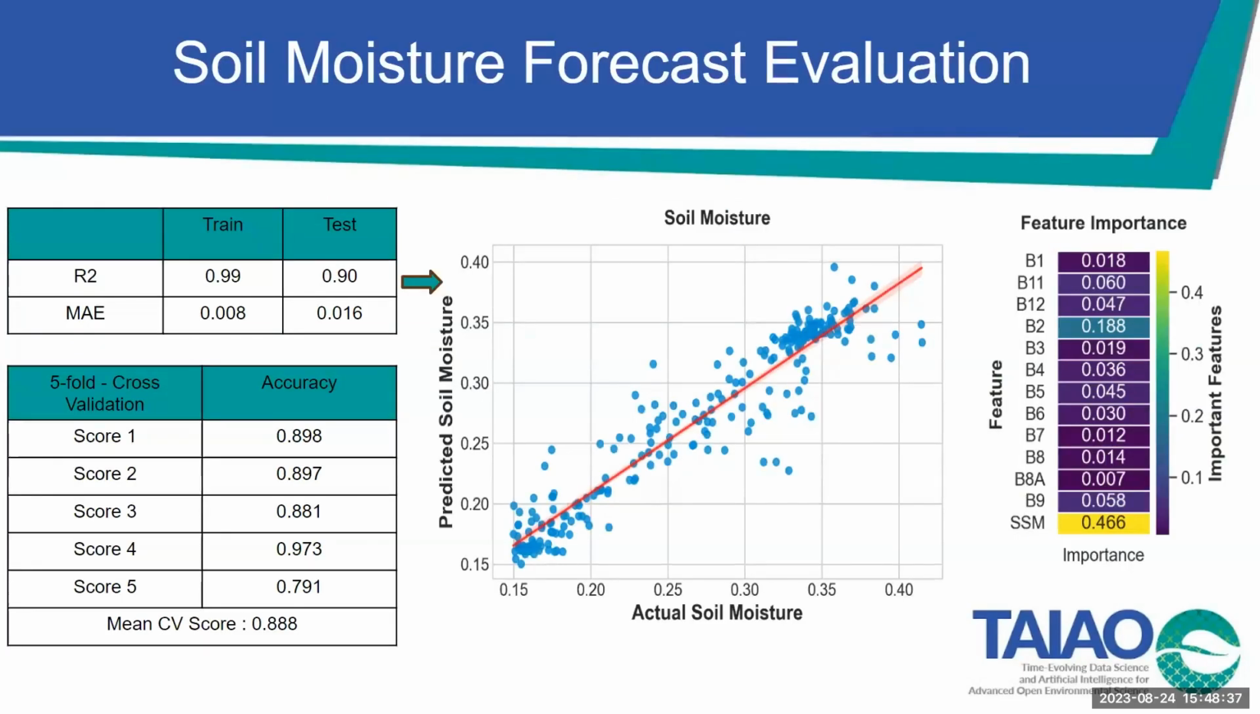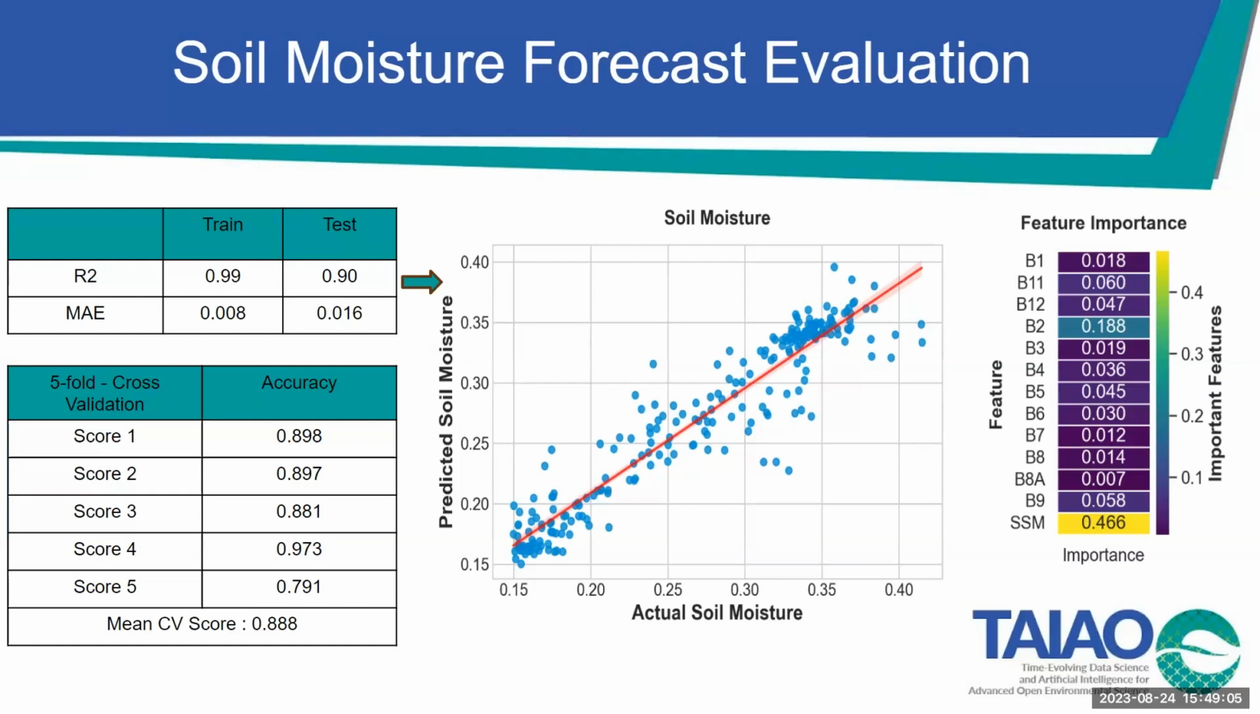In my first evaluation, I divided the sensor data into train and test. My model predicted with an accuracy of 0.9. Then I did a 5-fold cross validation, where again it gave me an accuracy of 0.88. You can see in the image where I am plotting the actual soil moisture against the predicted soil moisture for the test data.